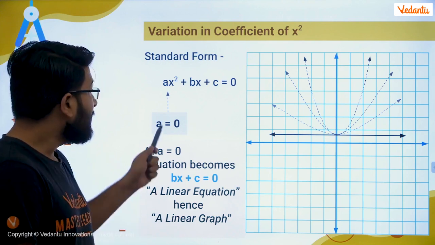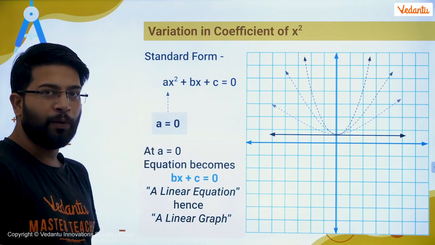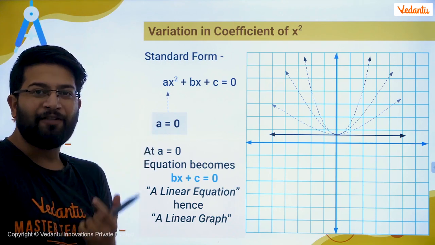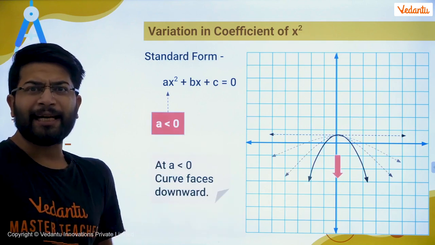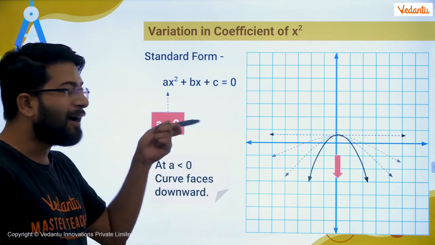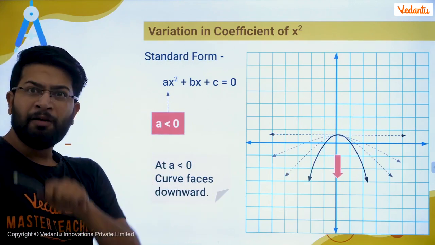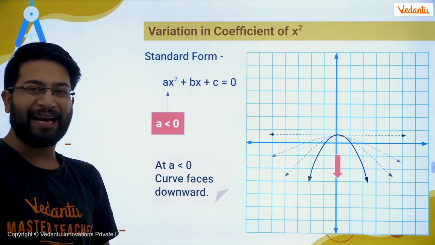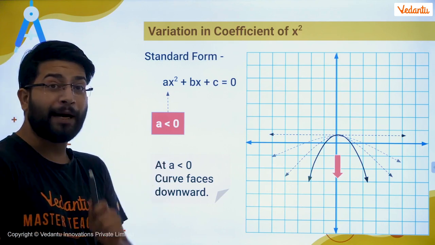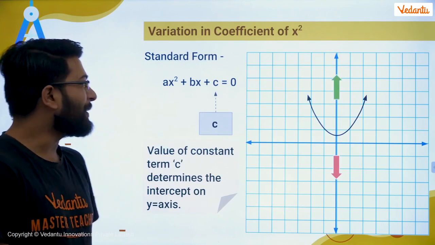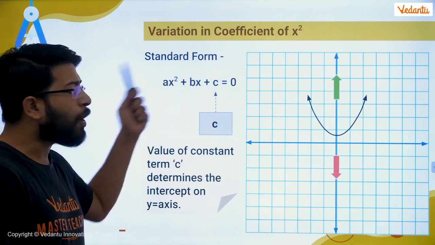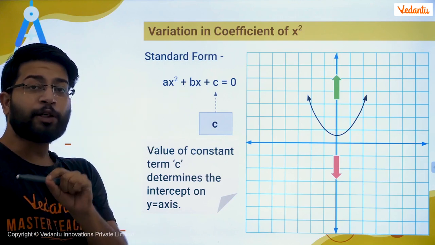And even if, let's say, a equal to 0, I'm again decreasing the value of a, it will be negative. So in that case, my parabola will be facing the downward direction. I hope this very important concept is clear to you. Very good.